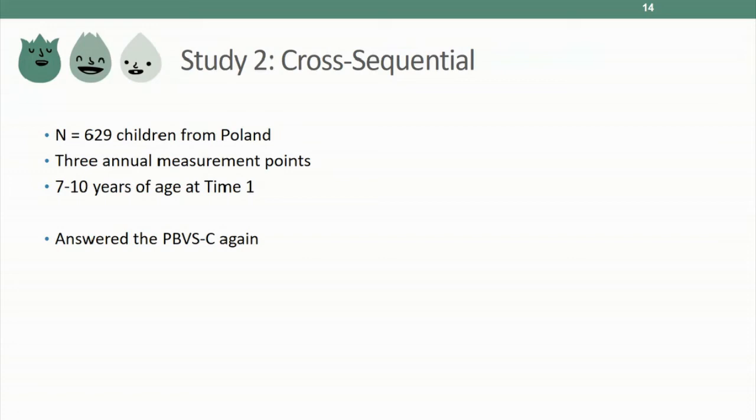That means that we had 4 different cohorts, children who started the study at 7, 8, 9, and 10 years of age. And for each one, we looked at their K, at their fit to the structure, 3 times. We met them every year across 2 years, so 3 time points. The youngest children were 7 at the first time point and 9 at the last time point. The oldest children were 10 at the first time point and 12 at the last time point. And each time they answered the portrait-based, the picture-based value survey over and over again.